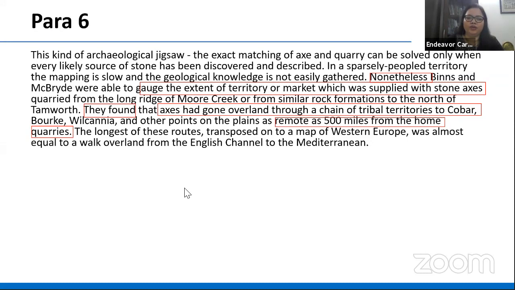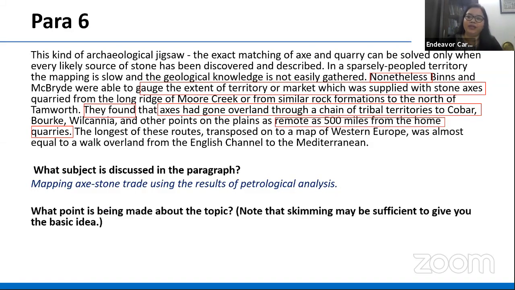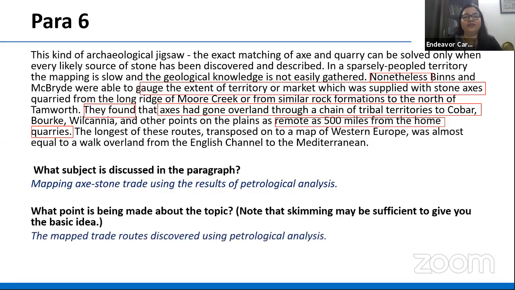So if I ask you, what is the main point discussed here? What's the subject? The subject is mapping of axe stone trade using the results of petrological analysis, correct? And what is the point being made about this subject? That the finally mapped out trade routes were discovered using petrological analysis. And that's what we have here, that axes had gone overland through a chain of tribal territories to Kobar, Bok, Wilcannia, etc., right? So look at where he starts and how he concludes.